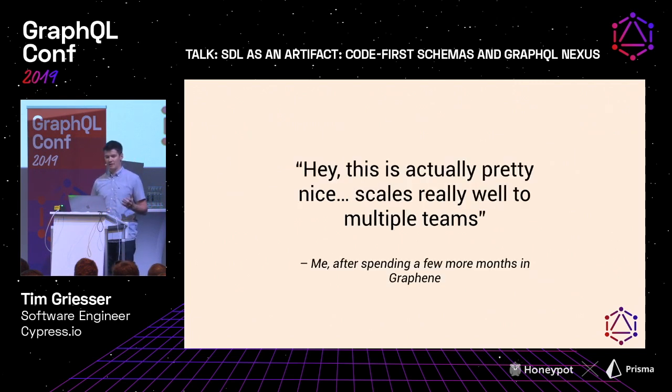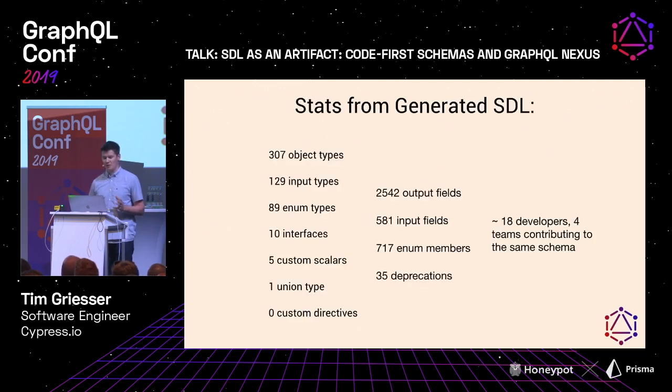And my takeaway was that this scaled really well to multiple teams. I just pulled some stats from the SDL at the company I was working on, and it wasn't like a toy application. It wasn't the scale of anything super big, but there were a couple hundred object types, a couple thousand fields, and I think it was roughly 18 developers across a couple different teams developing on the same schema at once.